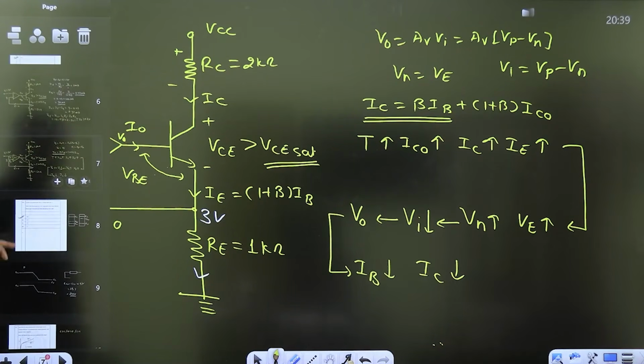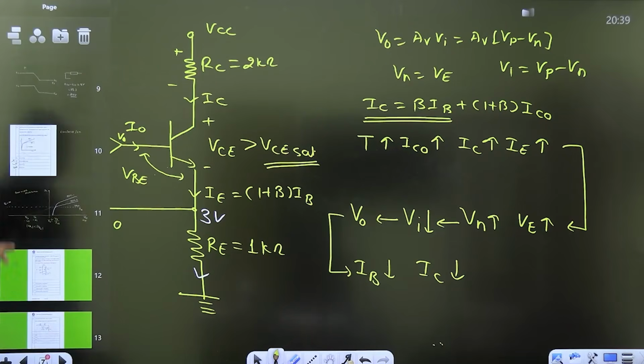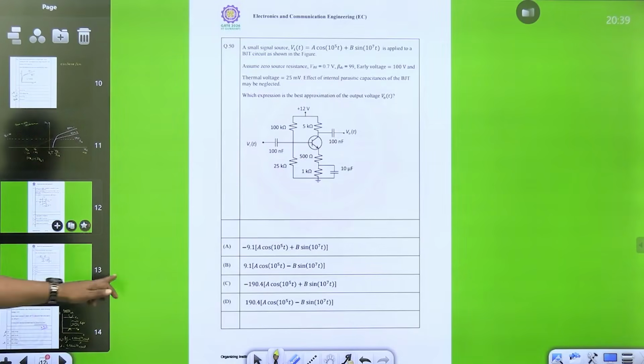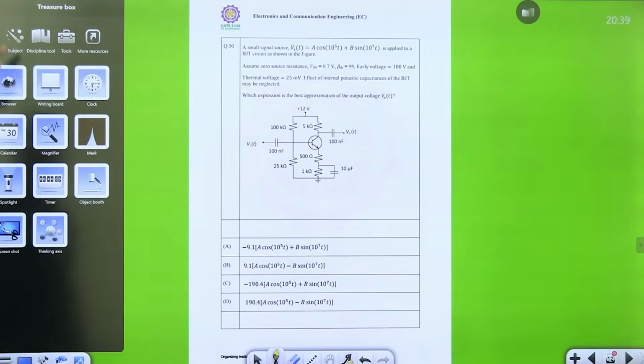Now next one is from the analog, guys. There is one question again from the operational amplifier. Now BJT. Okay, so BJT, let's make the background black.